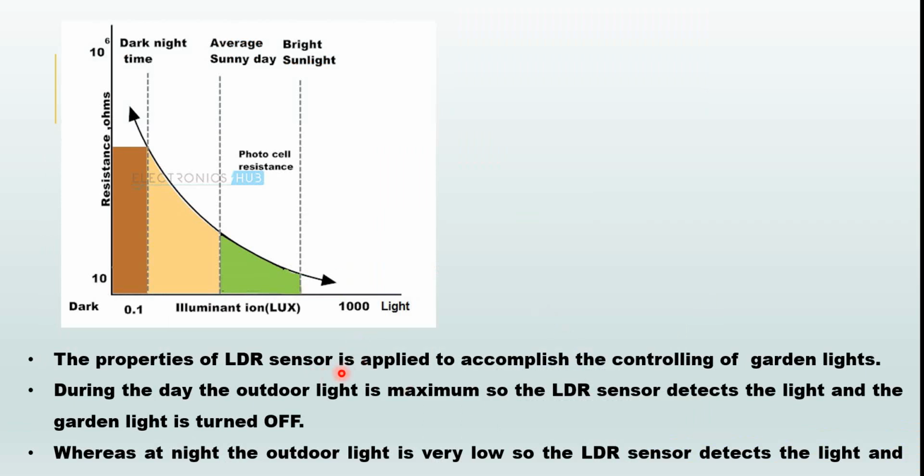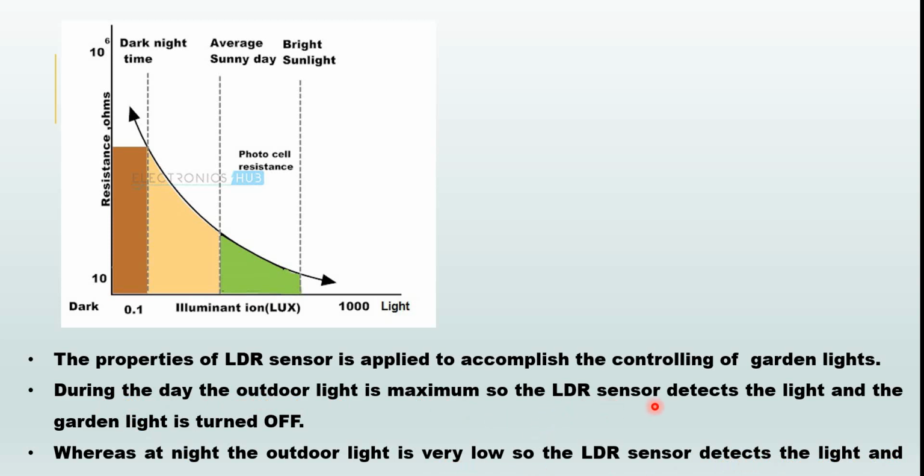The properties of the LDR sensor are applied to accomplish the controlling of garden lights. During the day, the outdoor light is maximum, so the LDR sensor detects the light and the garden light is turned off. Whereas at night, light is very low, so the LDR sensor detects the darkness and the light is turned on. Here you can say that during the daytime, outdoor light is very high.